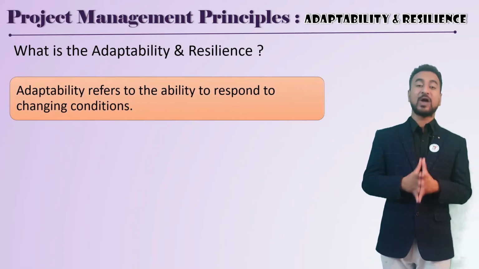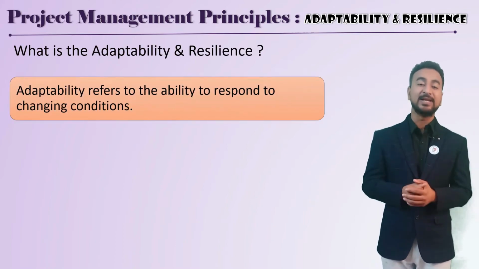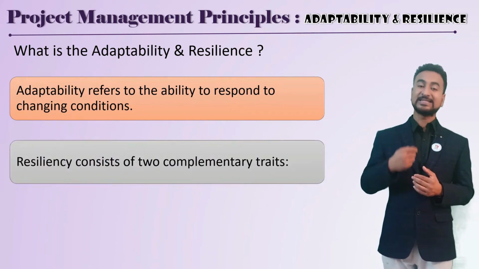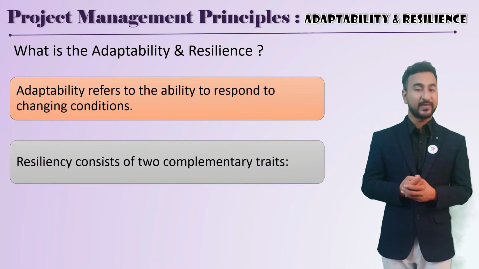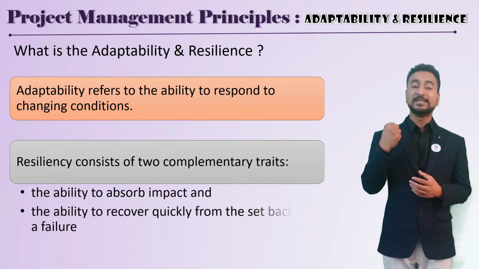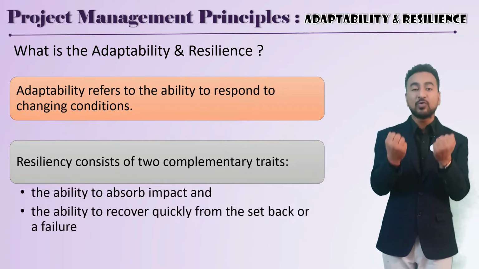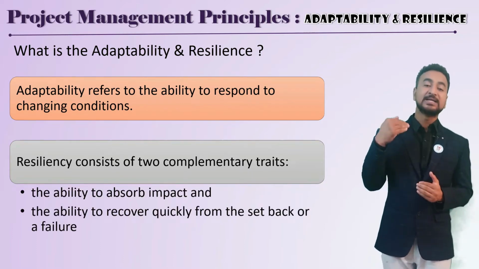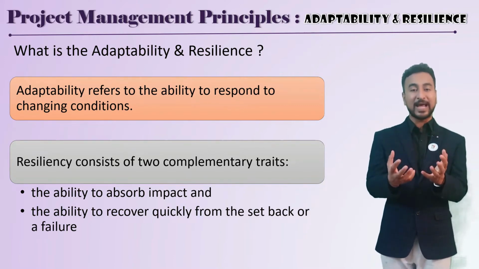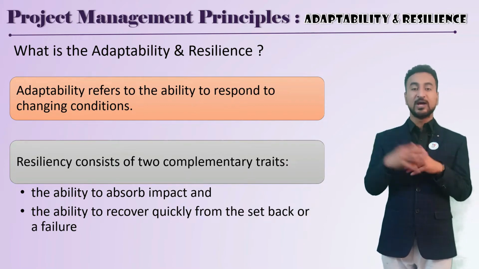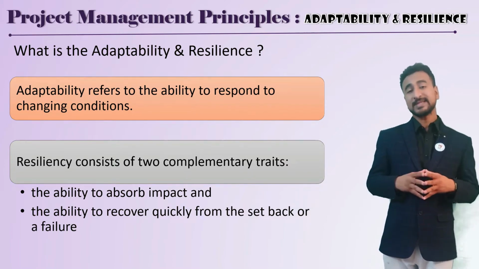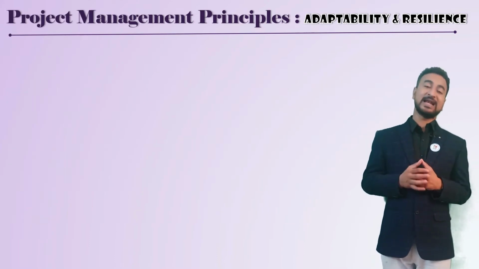The literal meaning: adaptability refers to the ability to respond to changing conditions, and resilience has two complementary parts. First, the ability to absorb the impact, and the ability to recover from the setback or failures to achieve the old status quo. So that is about resilience. Let's discuss with an example.